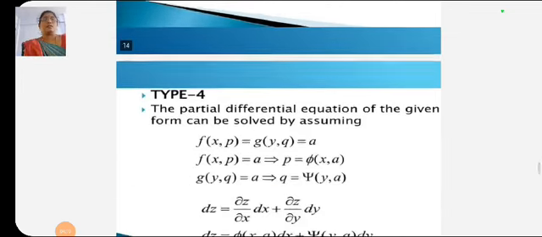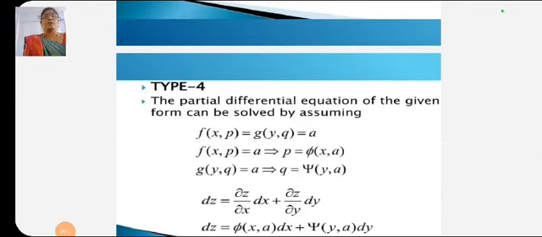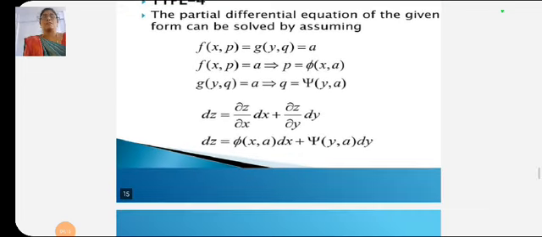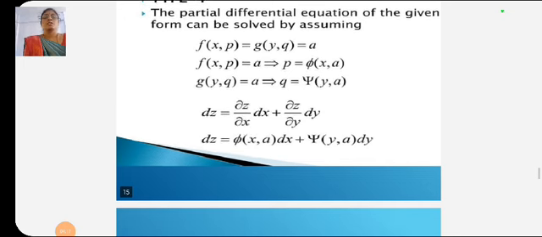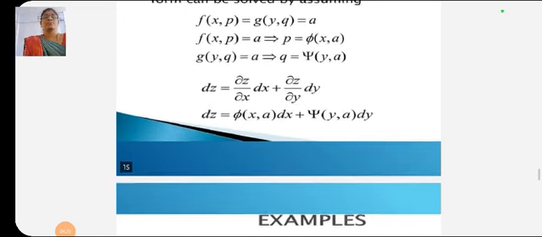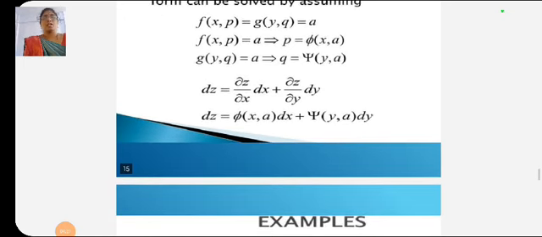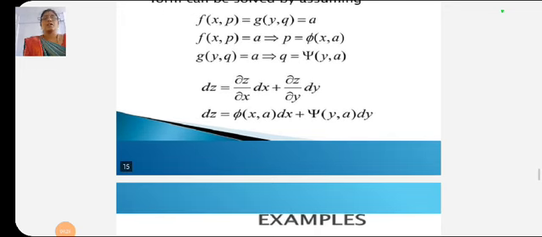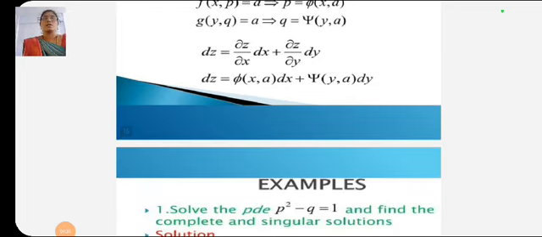Type 4: a partial differential equation of the form f of x comma p equal to g of y comma q can be solved by assuming f of x comma p equal to a and g of y comma q equal to a. F of x comma p equal to a implies p equal to phi of x comma a, and g of y comma q equal to a implies q equal to psi of y comma a. It depends upon the two functions. Therefore dz is equal to dou z by dou x into dx plus dou z by dou y into dy. Therefore dz is equal to phi of x comma a dx plus psi of y comma a dy.